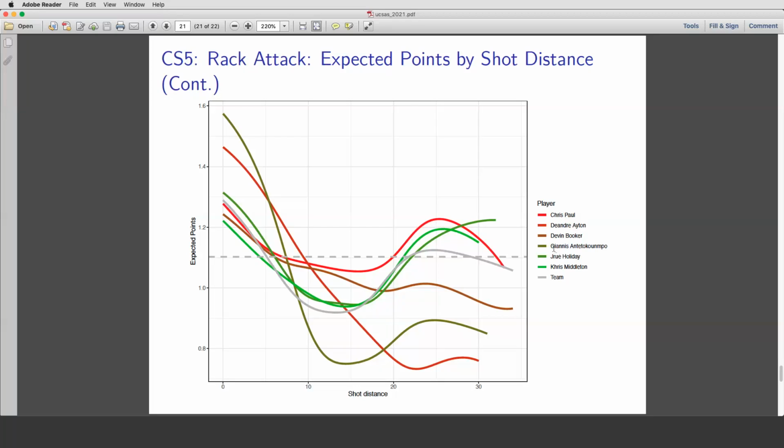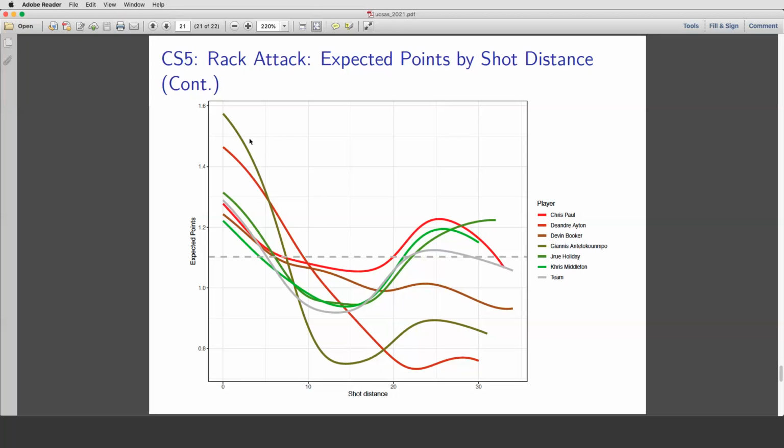First of all, Giannis Antetokounmpo, look at this. He's getting almost 1.6 points per shot when he's at the rim, which is unbelievable. And this is what everyone talks about, where you've got to keep this guy away from the rim. This is an unbelievable level of efficiency. Might be one of the best shots in basketball: Giannis close to the rim.